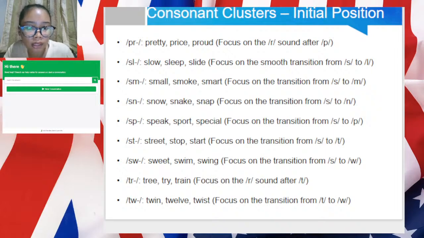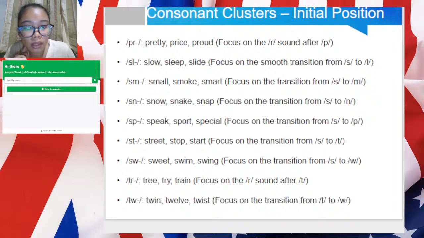But yeah, I think it's separated because listen to the words that I will be speaking. Smart, smart, not totally smart. The second letter is not immediately blending into the first letter. So smart, smoke, small. Same as with this one: snow, snake, snap, as well as speak, sports, special, street, stop. Start is almost blending already. That's much easier than the previous three.